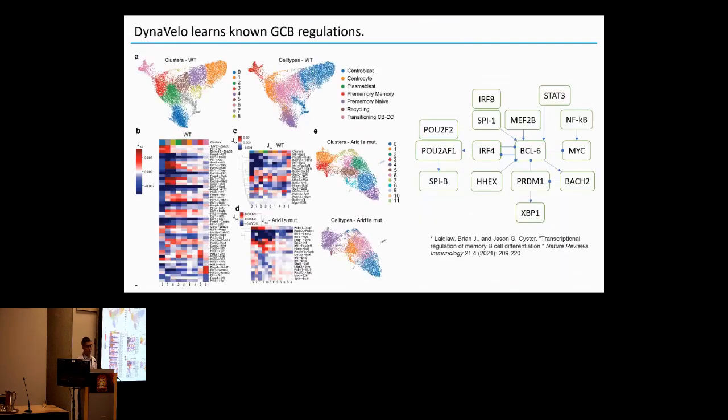So finally, we wanted to see if we can validate some of the known germinal center regulation. From this review paper, which talks about the transcriptional regulation of memory B cell differentiation, these are some known. Of course, this is not perfect, but it's just some well-known transcriptional regulation, kind of a minimal GRN here, that we want to see if we can validate.